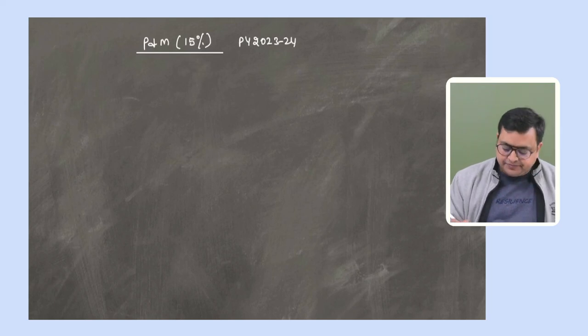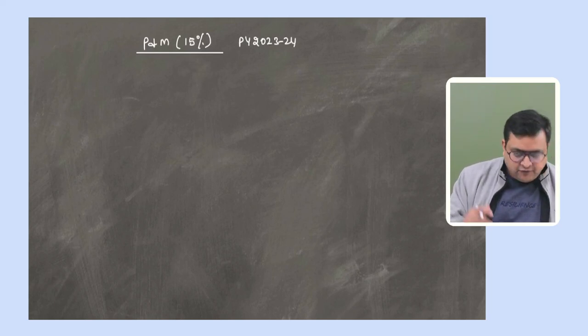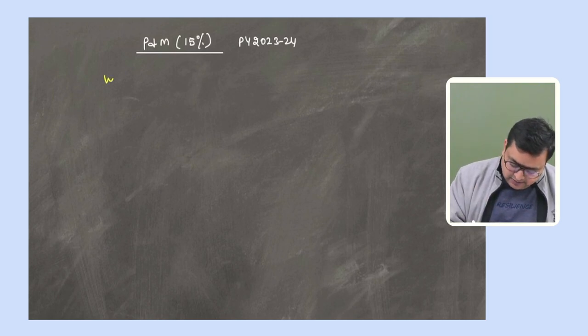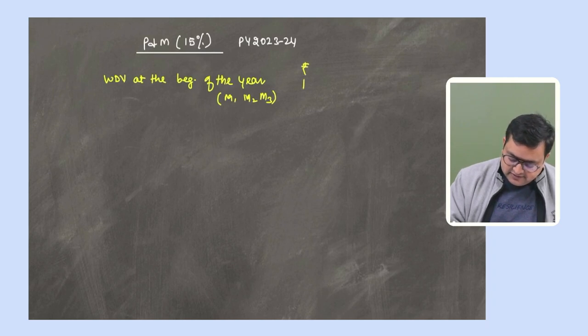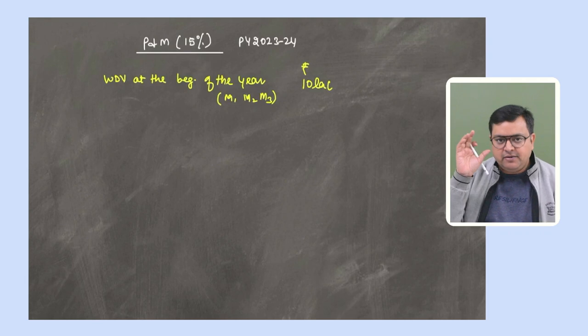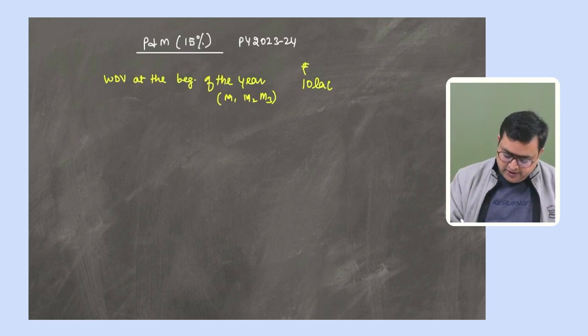Let's say this is plant and machinery, 15% block. And I am talking about previous year, 23-24. Got it? So let's say the format is same for all the blocks. WDV at the beginning of the year. Let's say you have machine 1, machine 2, machine 3, and WDV at the beginning of the year was, let's say, 10 lakh. That is the opening WDV of the block as on 1st of April 2023.